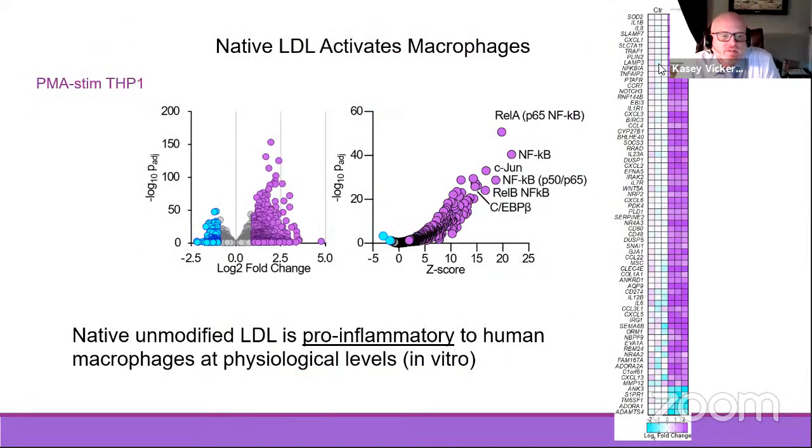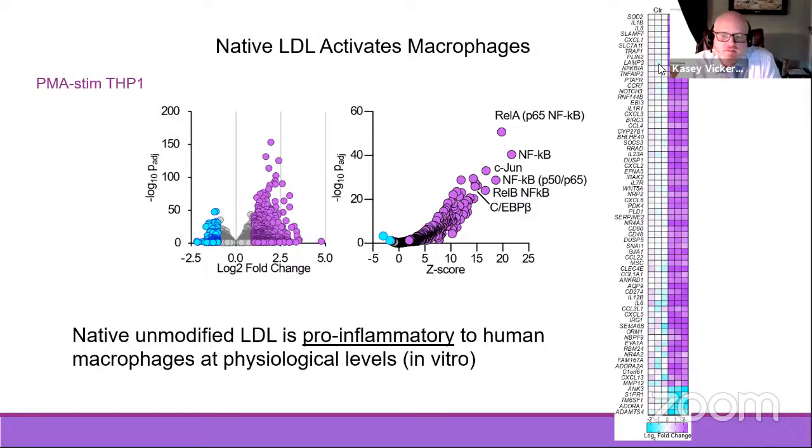So we took native LDL and we treated PMA-stimulated THP1 macrophages. This is at 500 micrograms of LDL. And after 24 hours, we did mRNA sequencing. And oh gosh, LDL drives many changes in genes in macrophages.